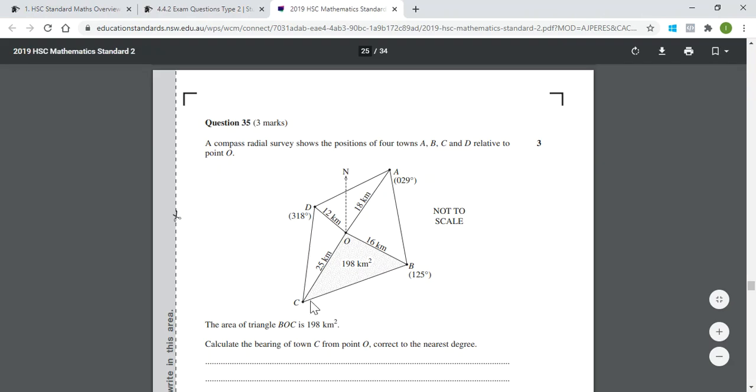So you're given this radial survey and you're given the area of triangle BOC, which is 198 square kilometers. And then you're asked, what's the bearing of town C from point O? So let's take this out.